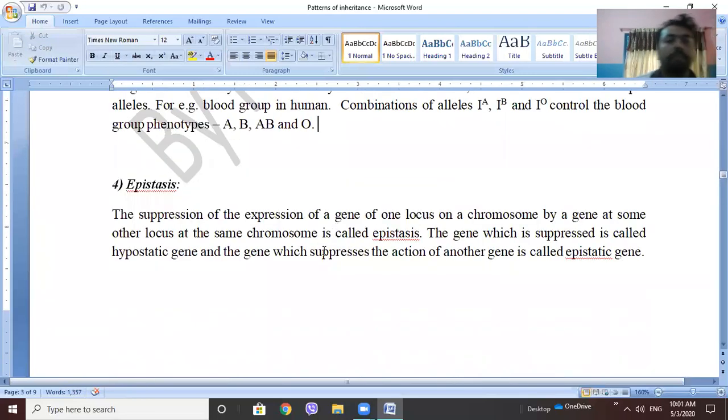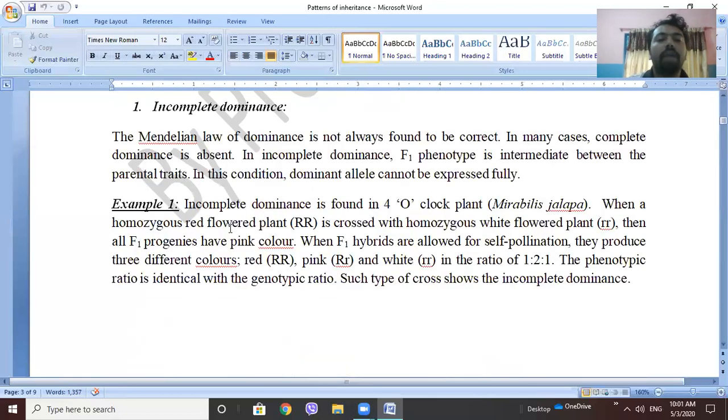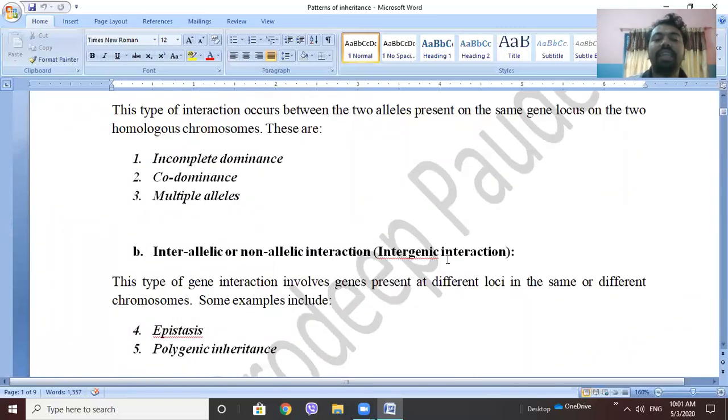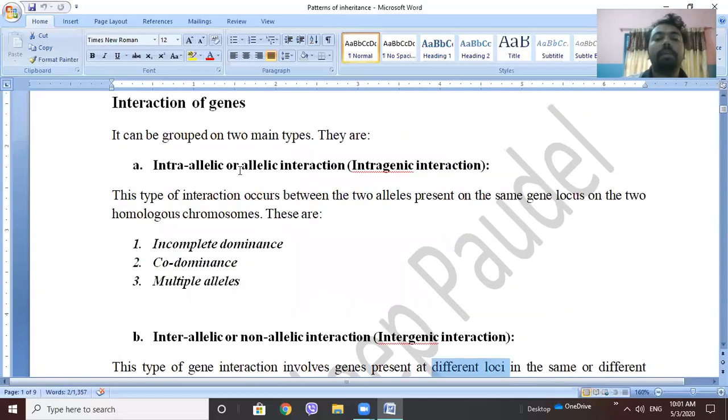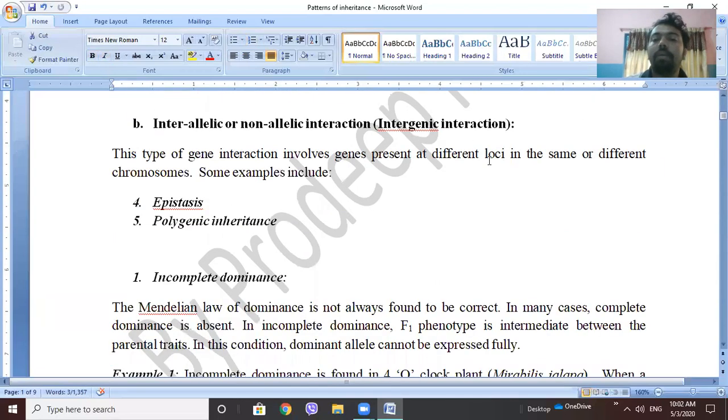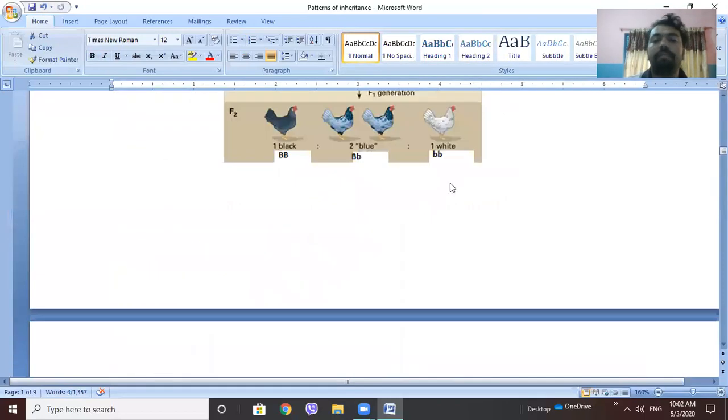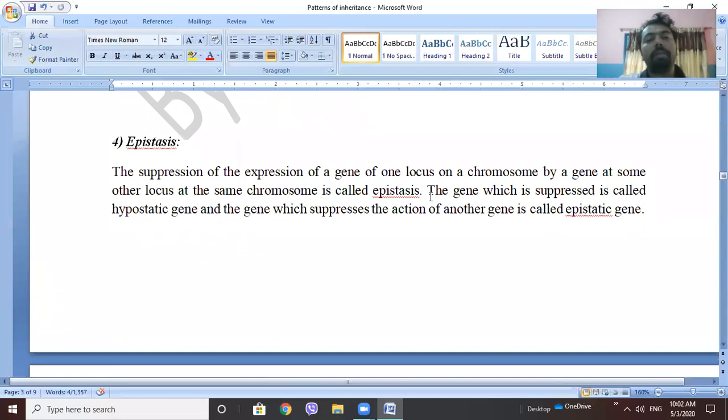Okay, so now let's move to the fourth topic, epistasis. So this is epistasis, the genetic interaction. So we have put it under a separate heading: inter-allelic or intergenic interaction. So it should be different loci, remember? Its loci is different. Our chromosome may be the same, doesn't matter, but the loci have to be different. If you have the same gene locus... now the loci here, in polygenic inheritance or epistasis, the alleles and loci should be different. Okay, so now let's first define what epistasis is.